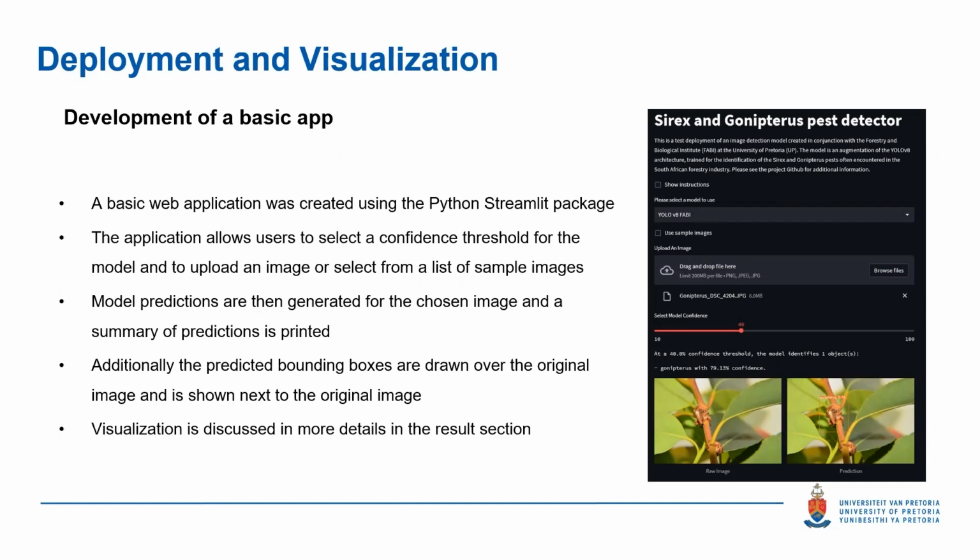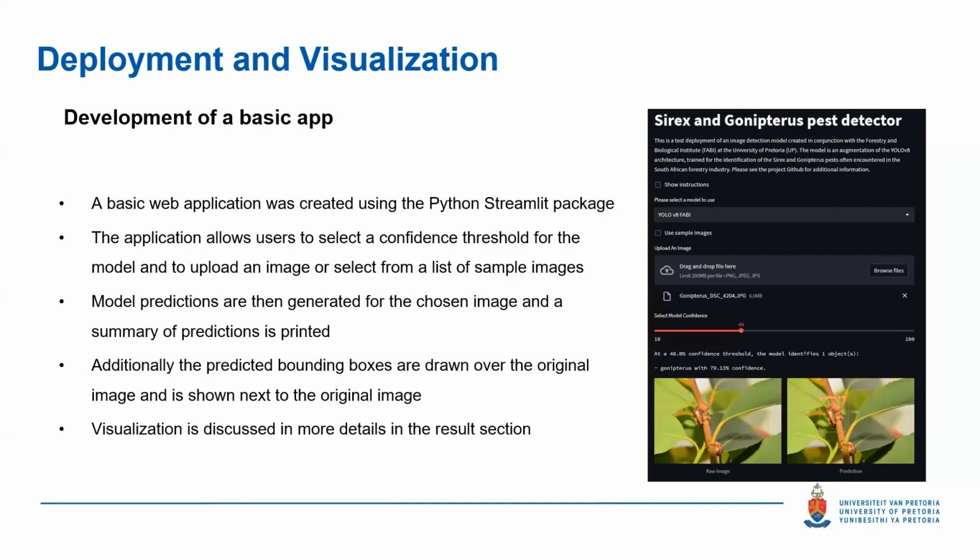Model predictions are then generated for the chosen image, and the summary of the predictions is printed. Additionally, the predicted bounding boxes are drawn over the original image and shown next to the original image. Visualization is discussed in more detail in the results section. So the Streamlit app allowed the project partners to interact with the model, test out different thresholds, and see how the model performed for different types of images.